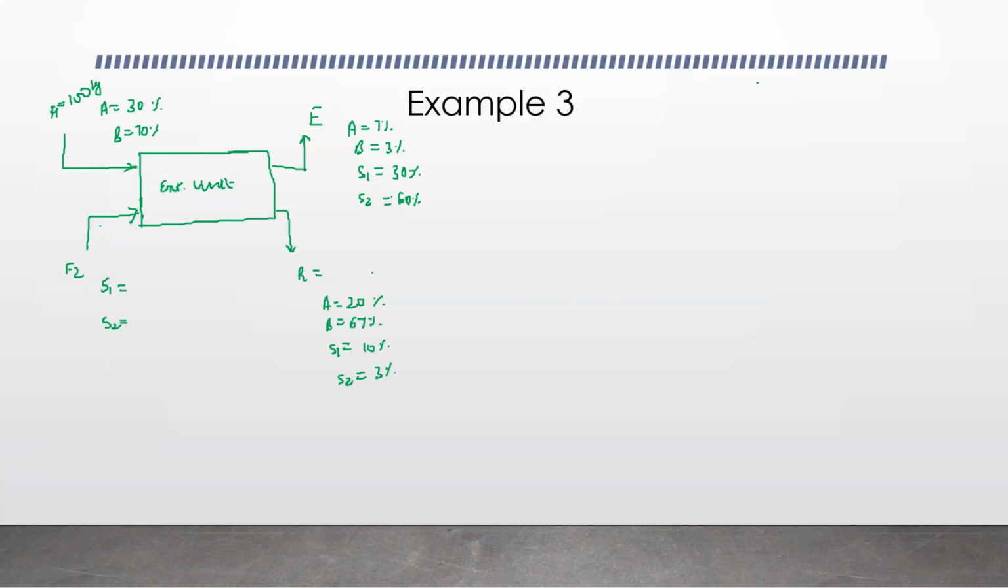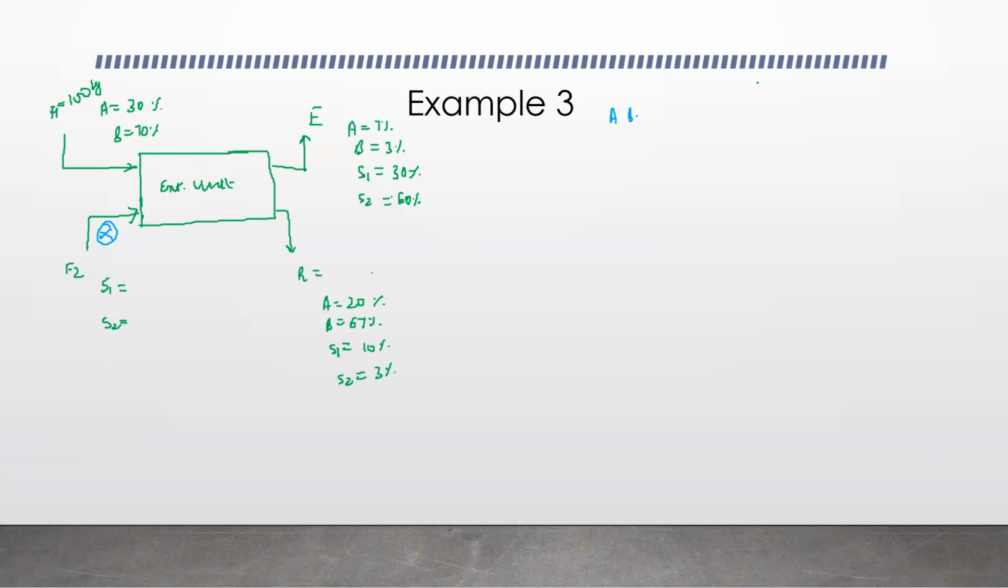Try to avoid the use of this stream as much as possible, because here we know neither F2 nor S1 and S2. If possible, avoid this stream, because it would give you a complicated equation. A and B are not present in this stream, so we are going to write the first equation for the A balance and the second equation for the B balance.